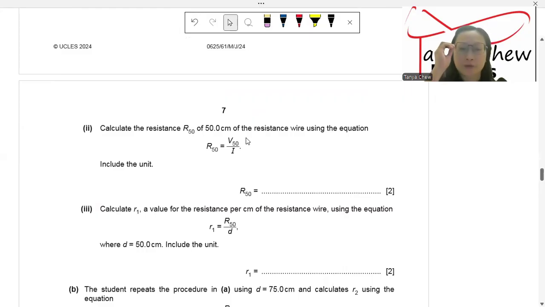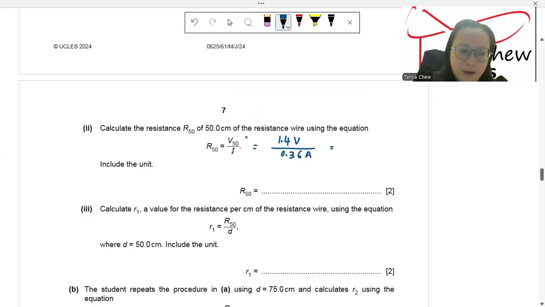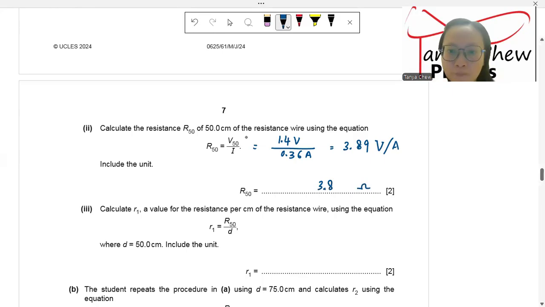Now, the second part: calculate the resistance R50 of the 50 cm of the resistance wire using the equation R50 is equal to V50 over I. Include the unit. V50 is the one that we determined earlier, which is 1.4 volt, over the I value, which is 0.36 ampere. And I got 3.89. If you want to put volt per ampere, you are allowed to do that. Or the unit of resistance, which is ohm. You can put the unit ohm as well, or the equivalent unit, which is volt per ampere.